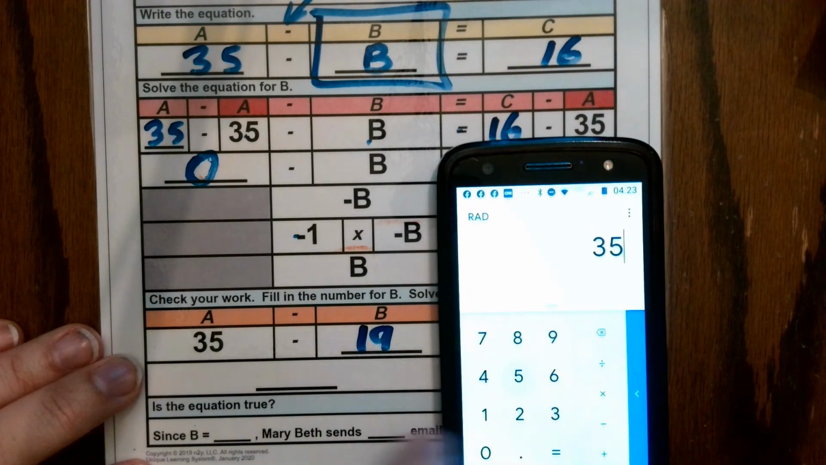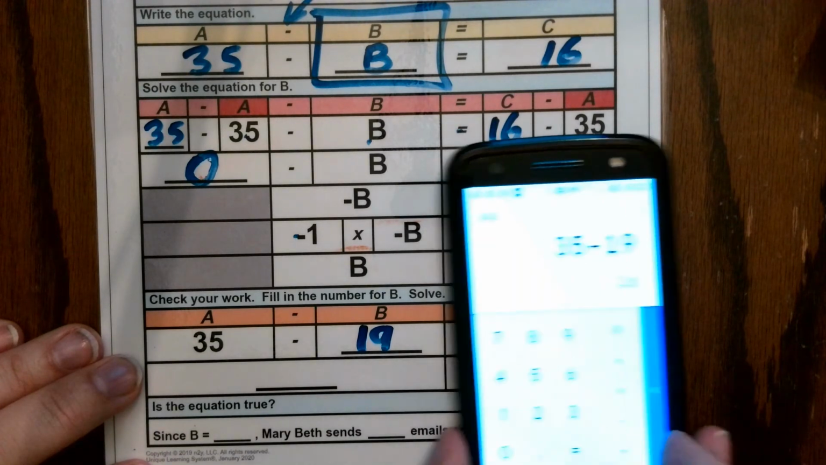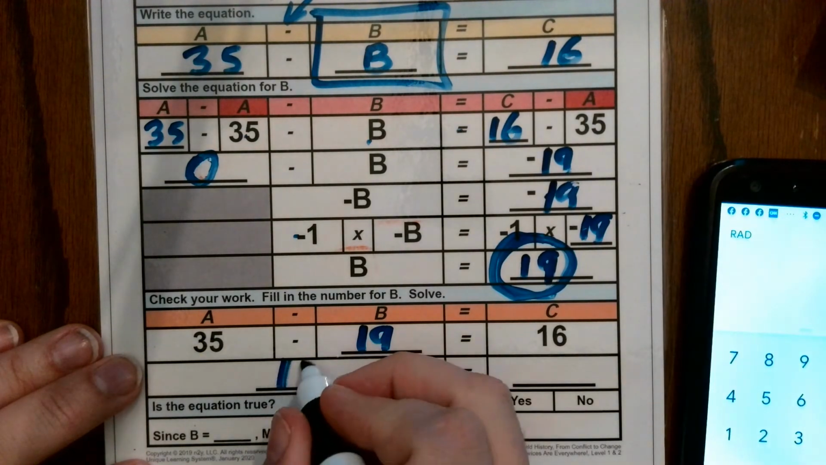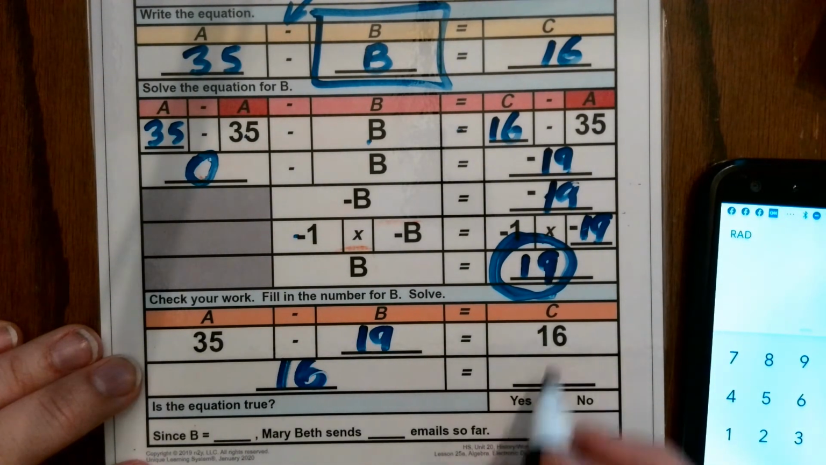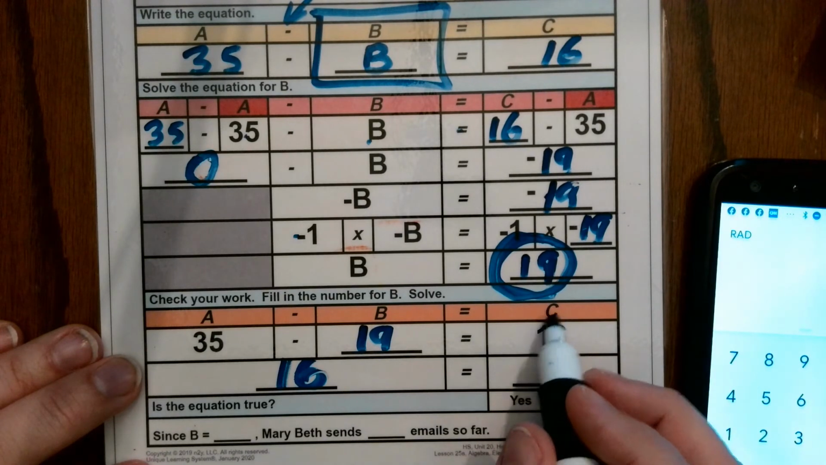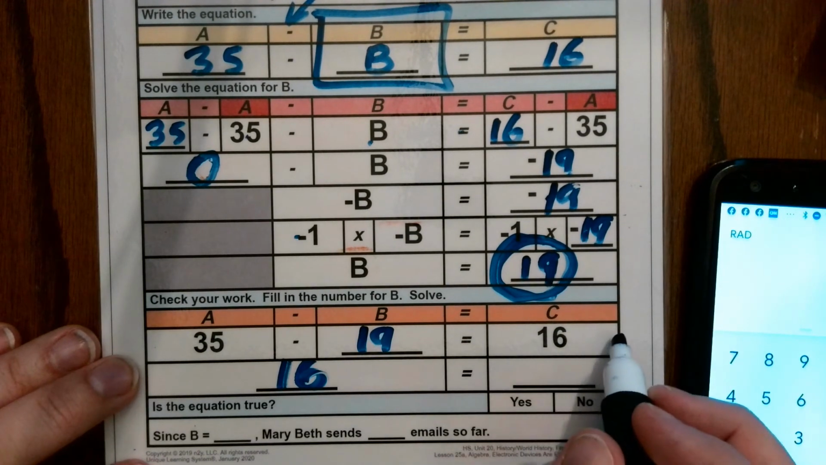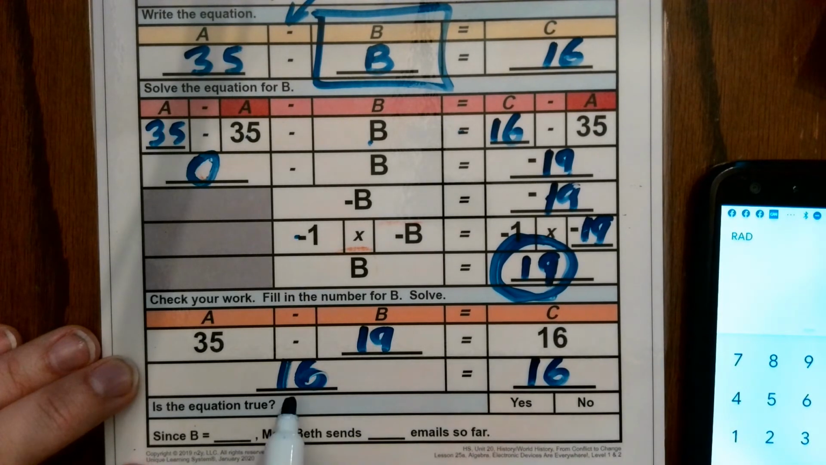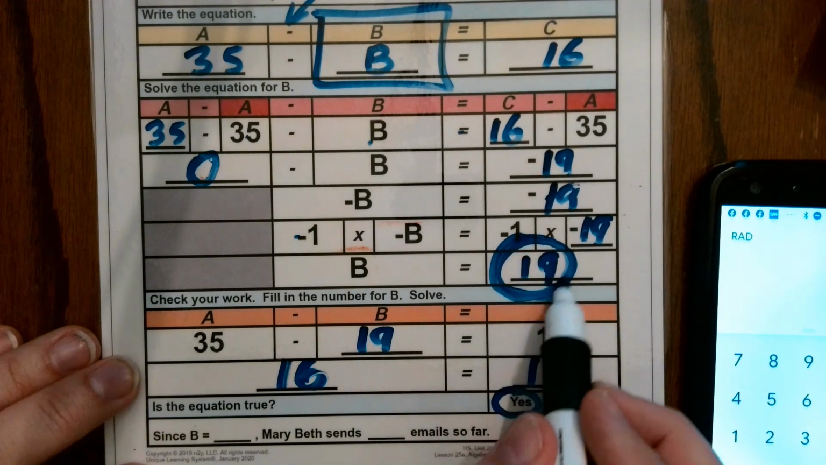3, 5 minus 1, 9 equals. We get 16. So I'm going to put 16 right there. Over here, the C value is 16. Nothing adds or subtracts or divides or multiplies, so we just drop it down, 16. So 16 equals 16. Is that true? Are they the same numbers? Yes, they are. Okay, that means we did everything right, and so this is going to be our correct answer for B.